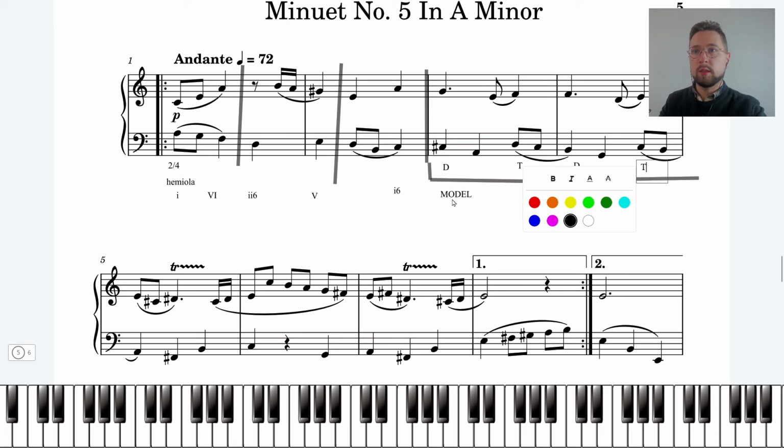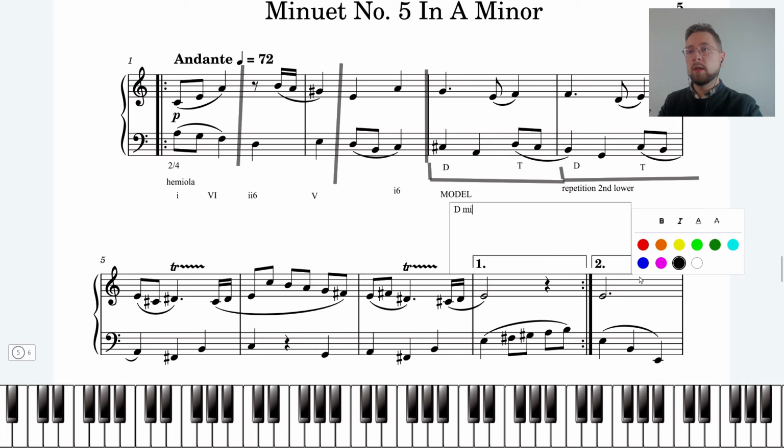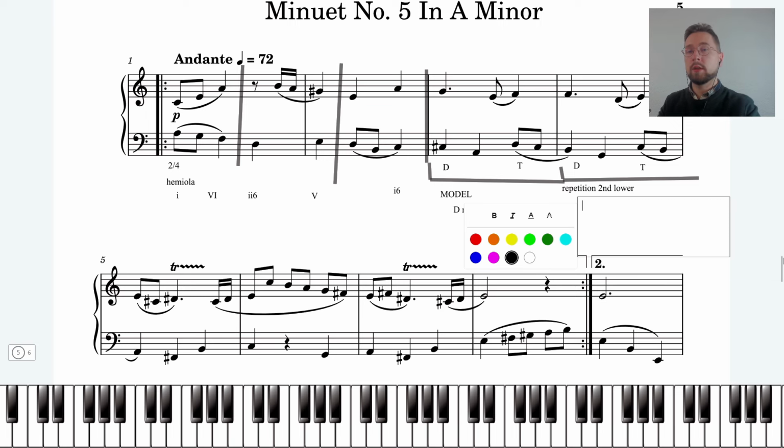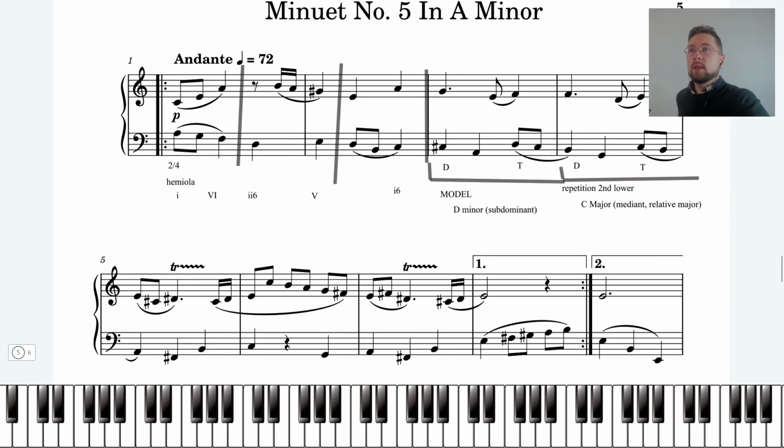So the first one is the modal, and it's in the key of D minor. D minor is the subdominant. And then once we lower D minor a second down, we get C major, which is the mediant or the relative major. Now, when that is done, basically you start to see a circle of fifths, because it's D, A, D, G, C. And well, the circle of fifths continues and basically takes us to the final destination, which is the key of E minor, right?